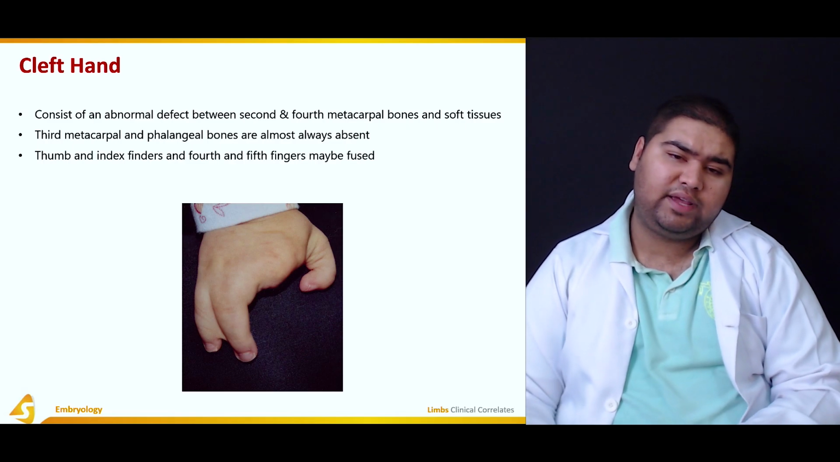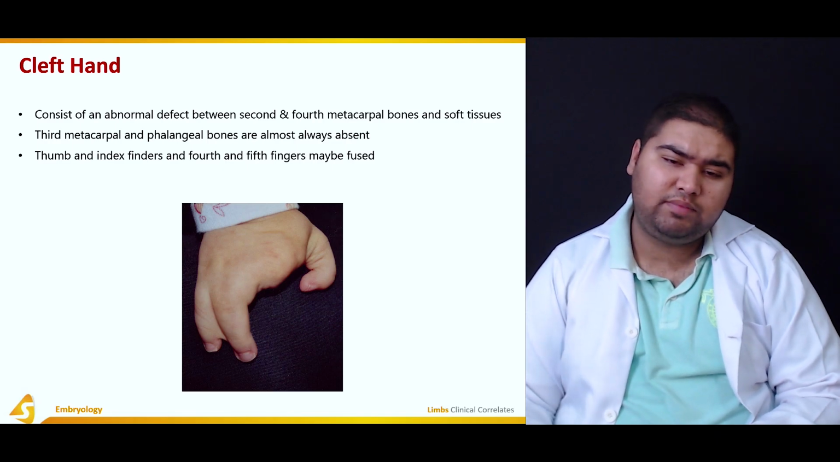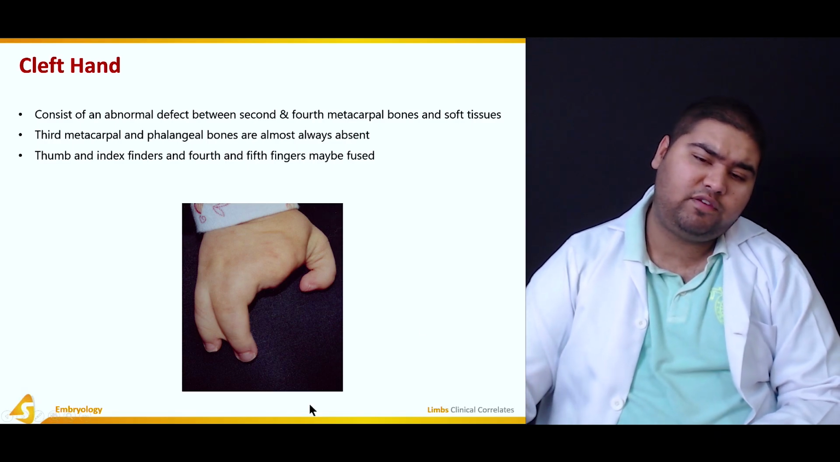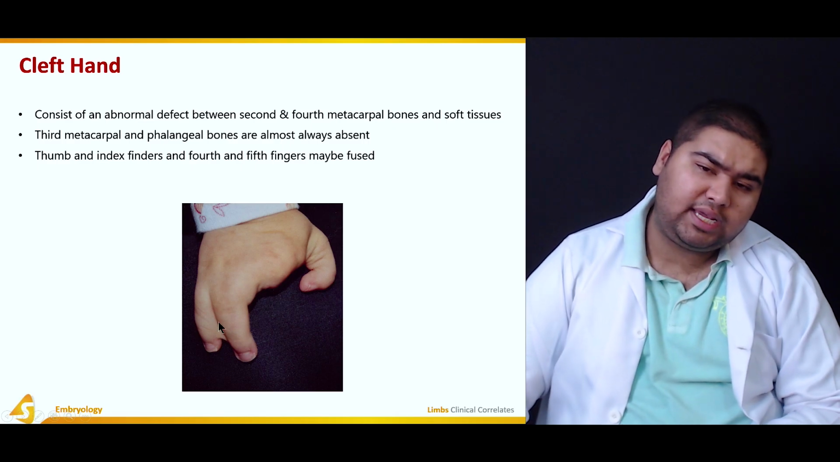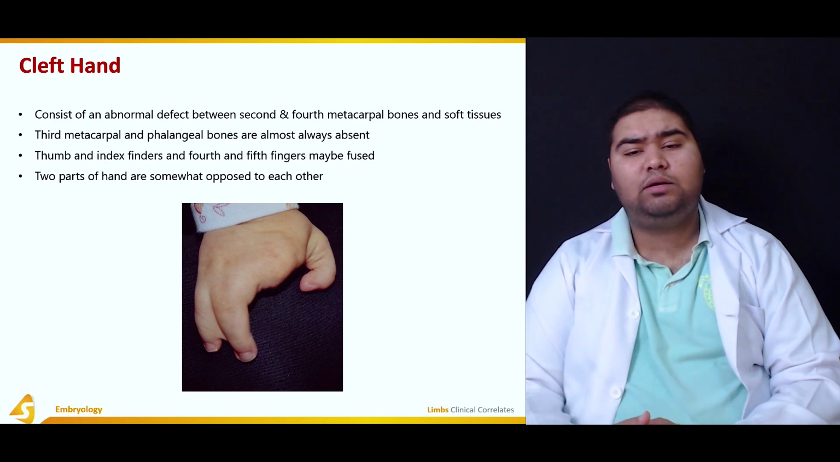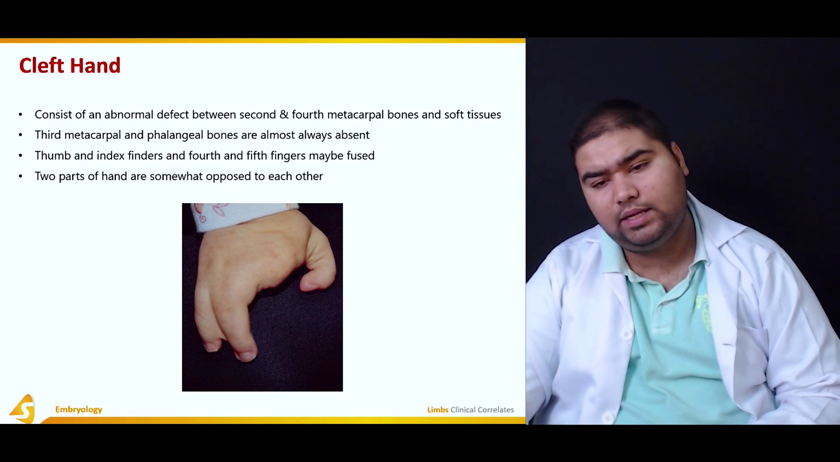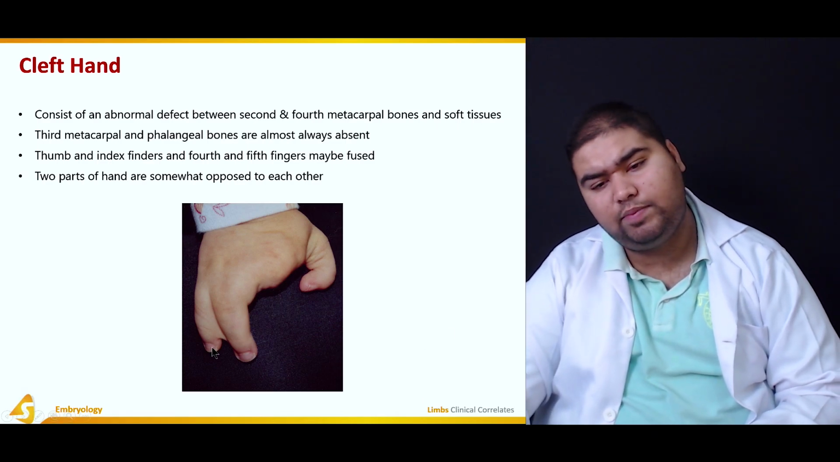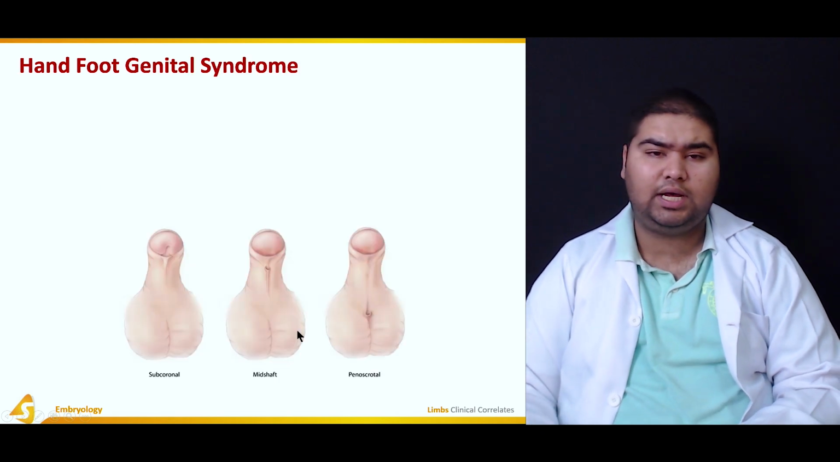Thumb and the index finger and fourth and fifth digits may be fused. Here you can see the fourth and fifth digits, they are fused together. Two parts of the hand are somewhat opposed to each other. This can be seen here as well. The two parts are being opposite to each other.